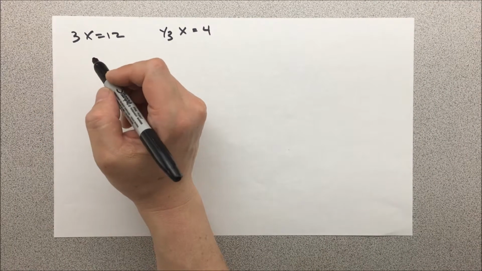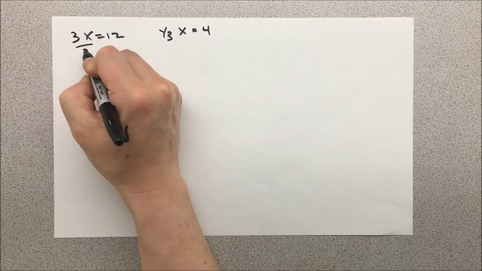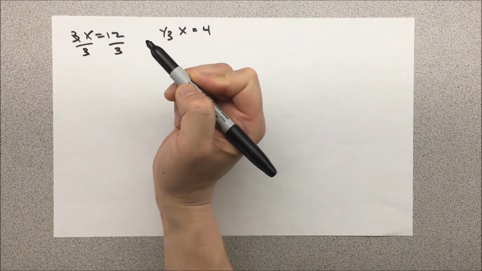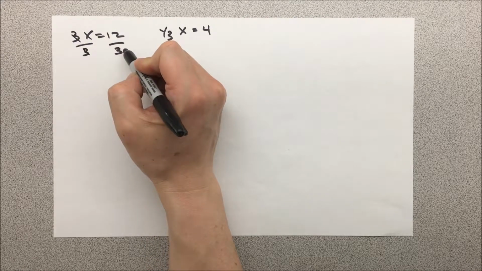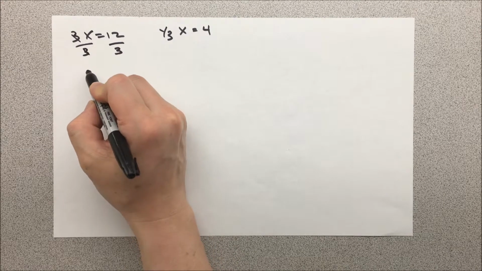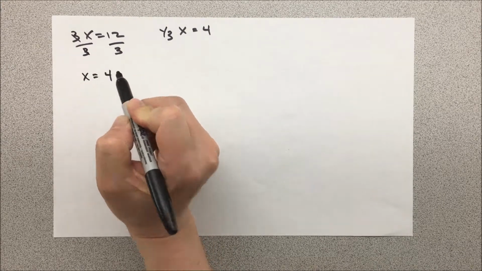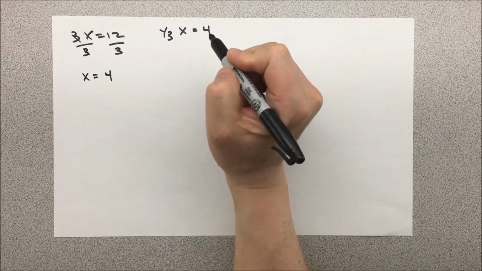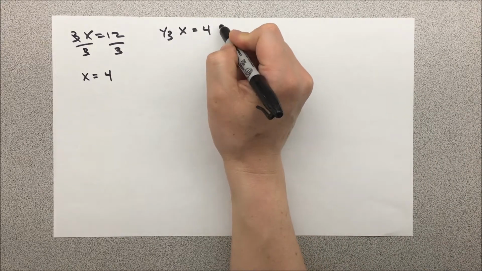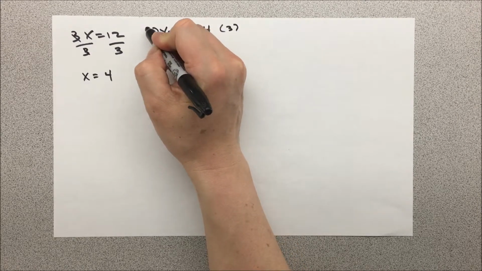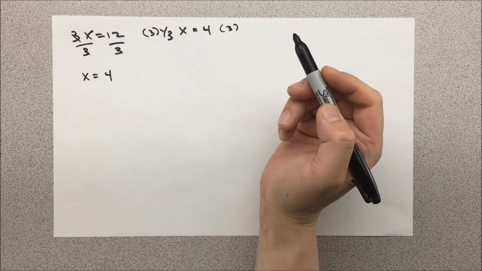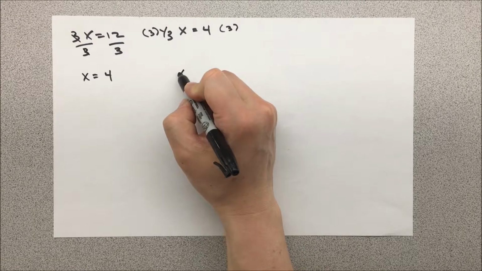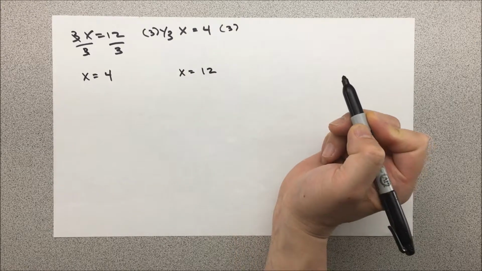So in this problem, you can divide both sides by 3. 3 over 3 cancels each other out, or it equals 1. 12 divided by 3 is equal to 4, so therefore x is equal to 4. It's the same case for this problem. You can multiply both sides by 3. 3 times 1/3 is equal to 1. 4 times 3 is equal to 12. Therefore, x is equal to 12.